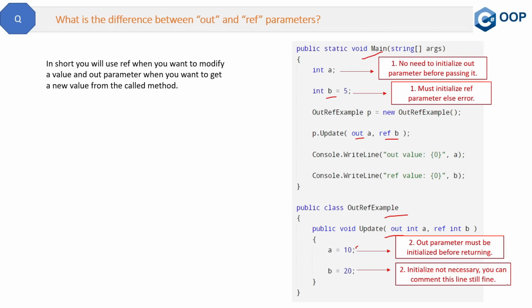In short, you will use ref parameter when you want to modify a value, and you will use out parameter when you want to get a new value from the called method. So these are the two differences between out and ref. One needs to be initialized before calling the method, and the other needs to be initialized before returning it back to the calling method.